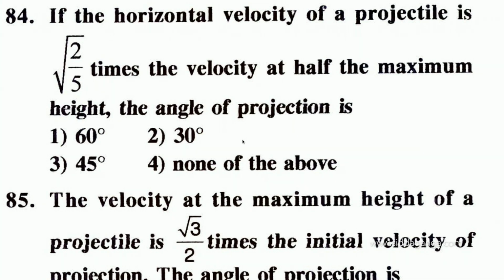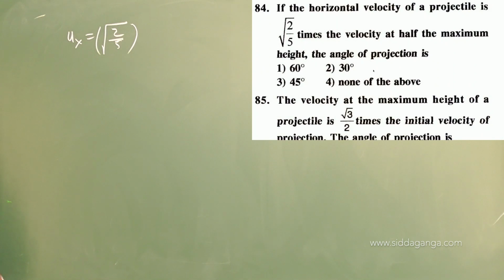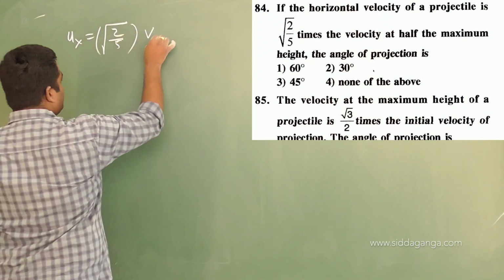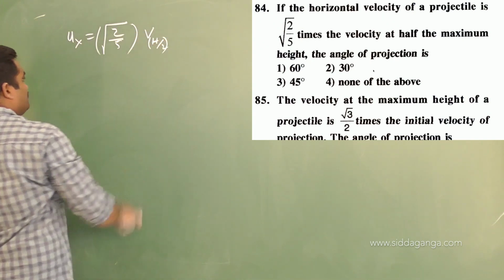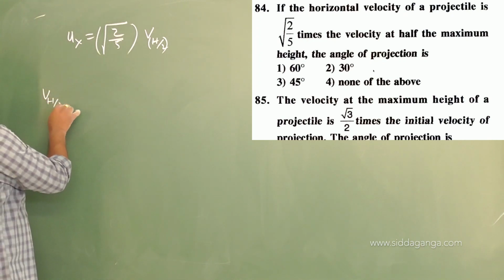Okay. The horizontal velocity of a projectile is root 2 by 5 times the velocity at half of the maximum height. Means horizontal velocity ux equals root of 2 by 5 times the velocity at half of the maximum height, velocity at h by 2. We need to find that. I have given that relation also. How to find the velocity at half of the maximum height?